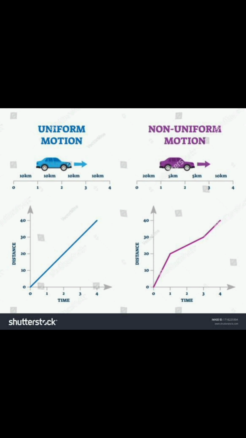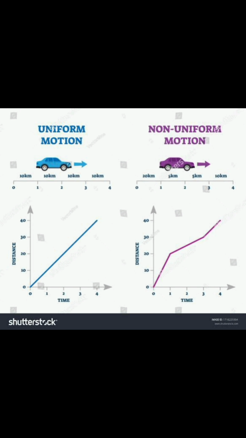You also have two types of motion: uniform and non-uniform motion. Uniform motion is moving with the same speed all the time. For example, a train on a straight track. Non-uniform motion is when speed keeps changing. It may be faster or slower. For example, a car in traffic or a runner speeding up.